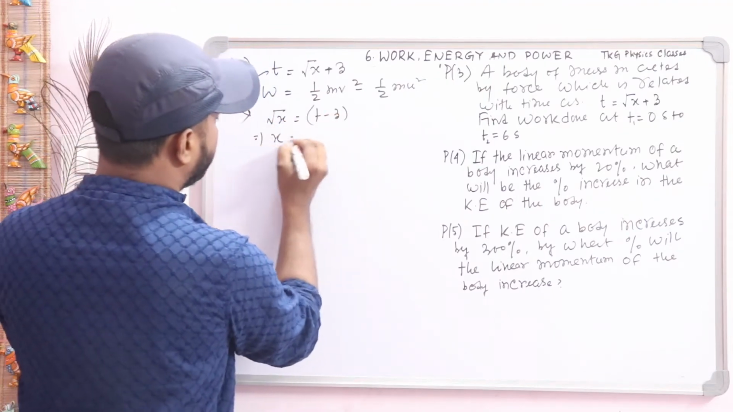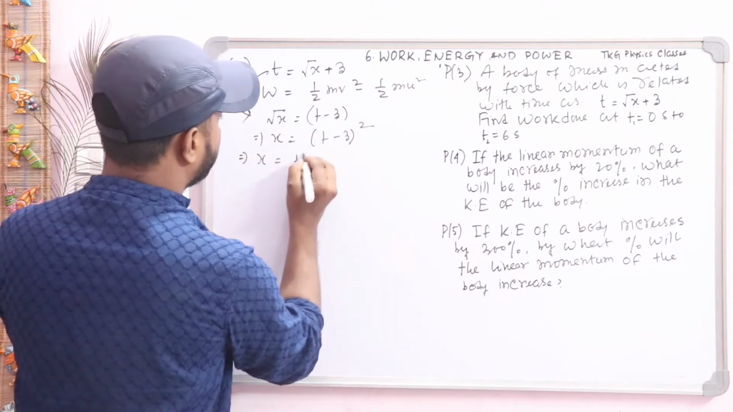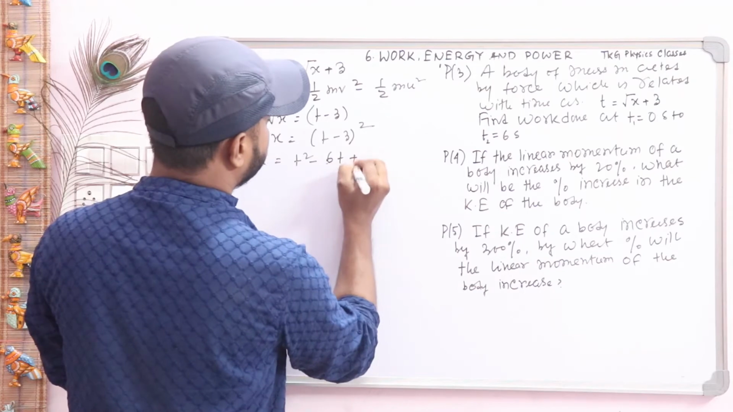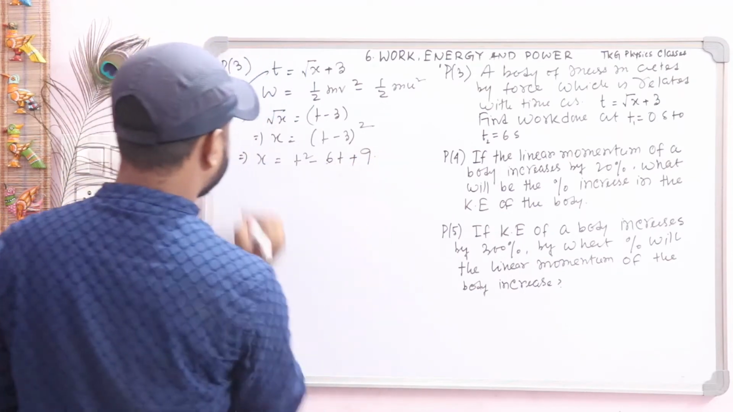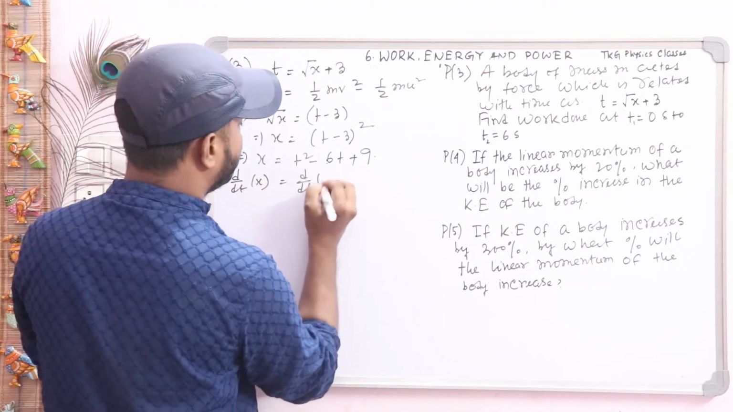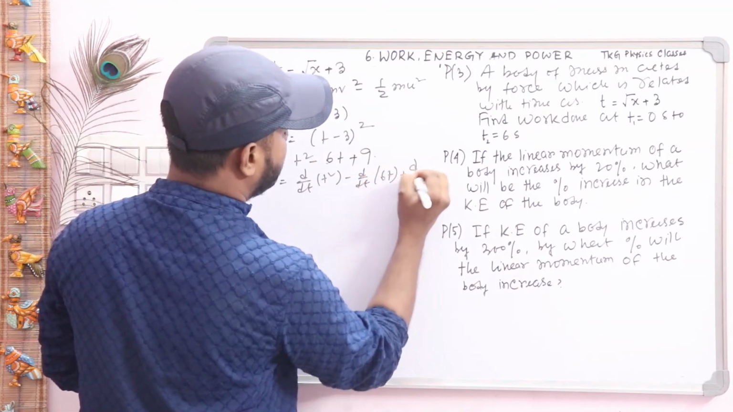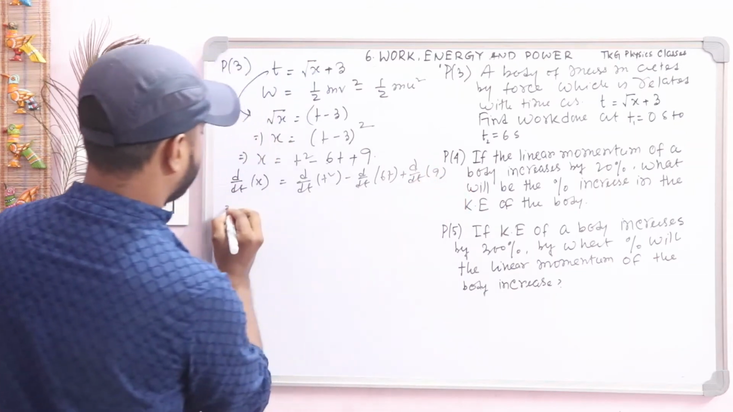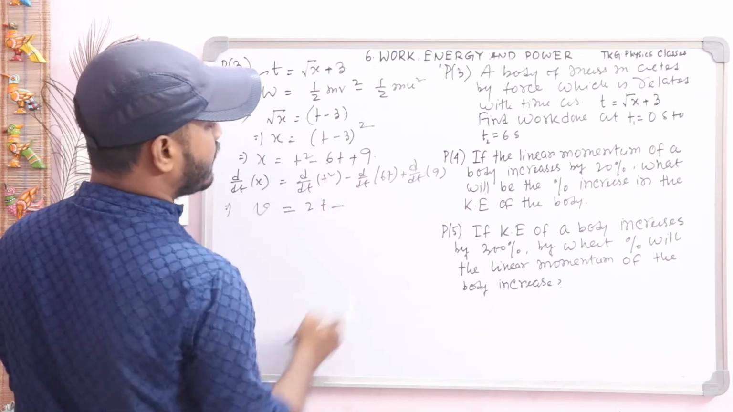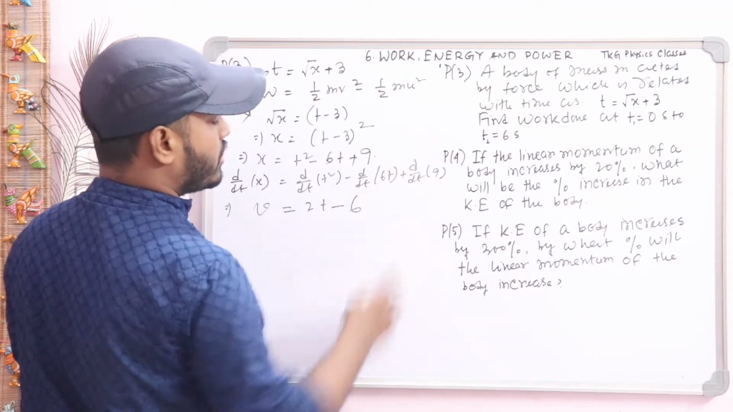So you modify this equation, root x is equal to t minus 3. So x will be t minus 3 the whole square, that is x will be t square minus 6t plus 3 square, that is 9. Now differentiate it, that is d/dt of x is equal to d/dt of t square minus d/dt of 6t plus d/dt of 9. So this one will be dx by dt, that is velocity. This one will be t square, so 2t, minus d/dt of 6t, 6 outside, d/dt of t is 1, and d/dt of 9, constant differentiation 0.